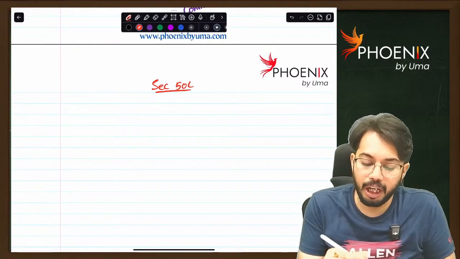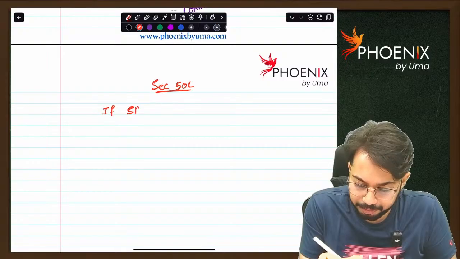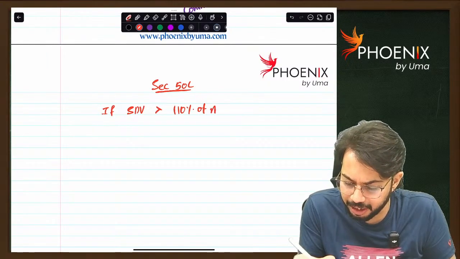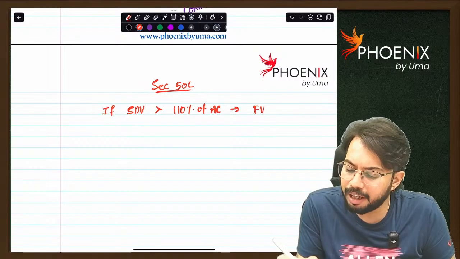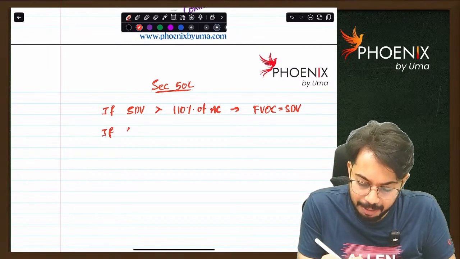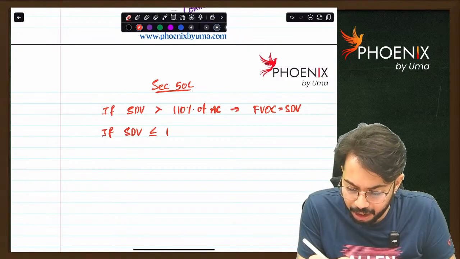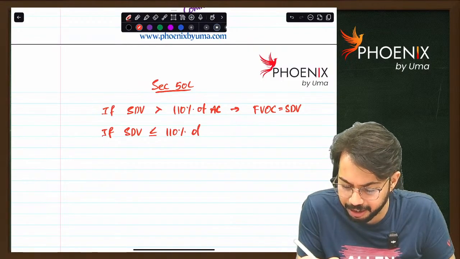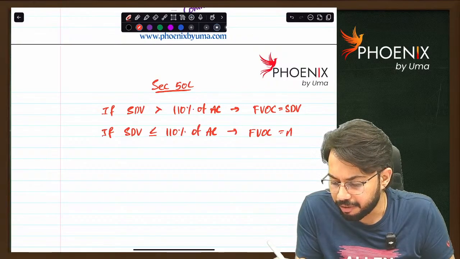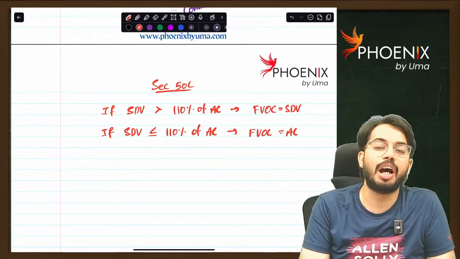See, if the stamp duty value is greater than 110% of actual consideration, in that case, the full value of consideration is equal to the stamp duty value. If the stamp duty value is less than or equal to 110% of actual consideration, in that case, actual consideration will be taken as the full value of consideration. Are you able to understand?